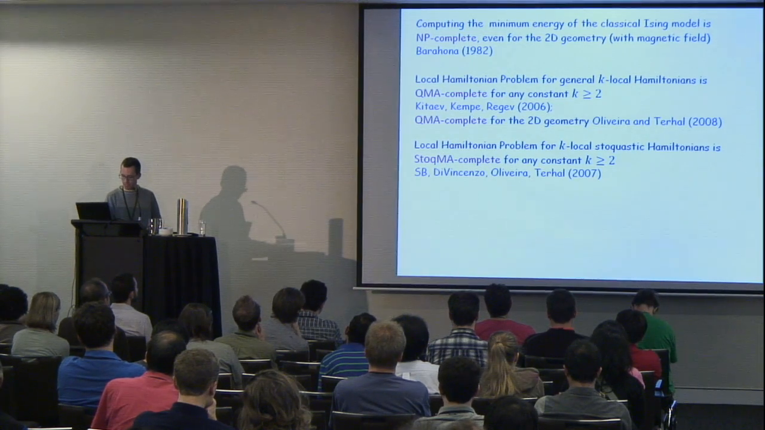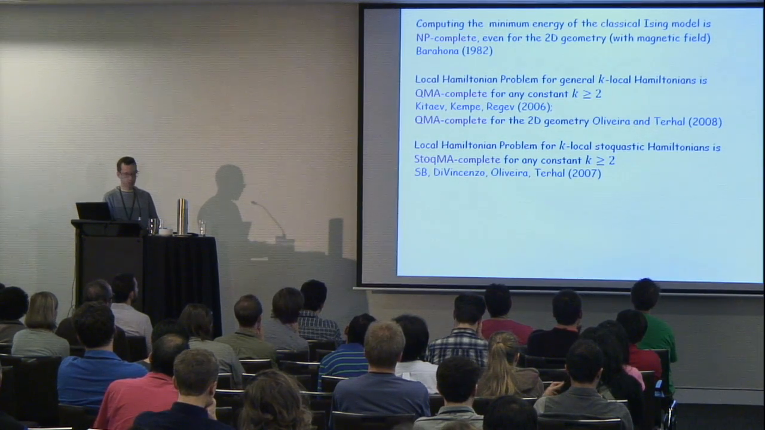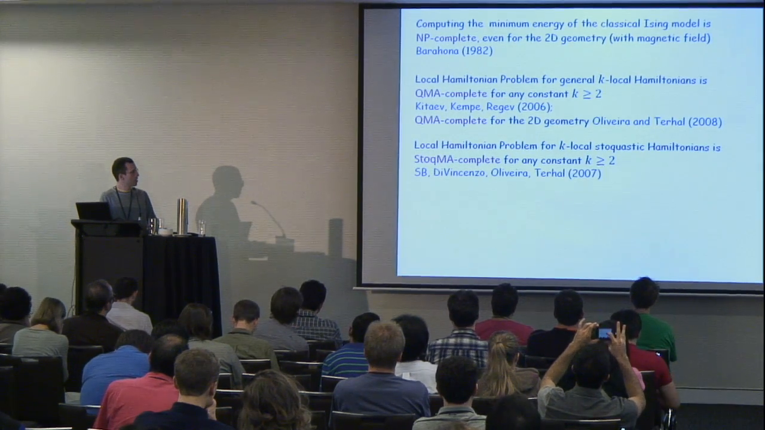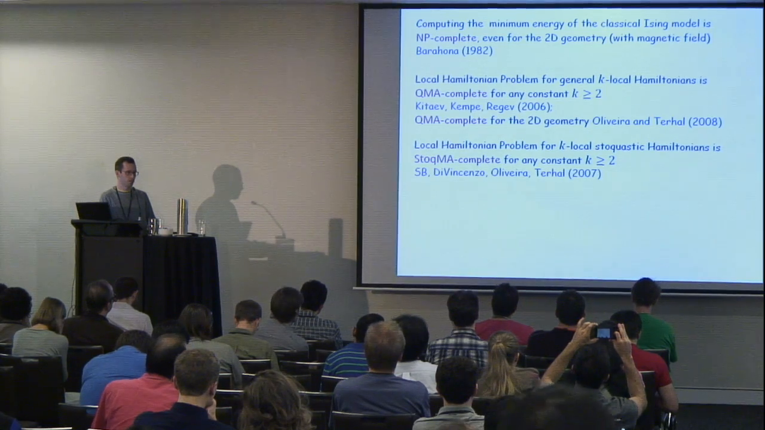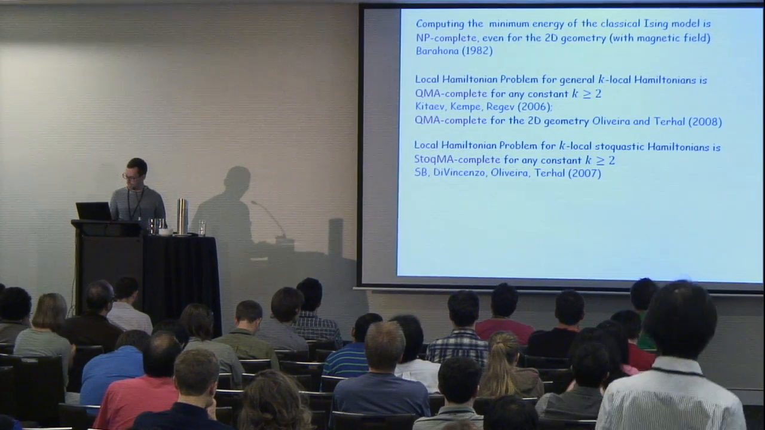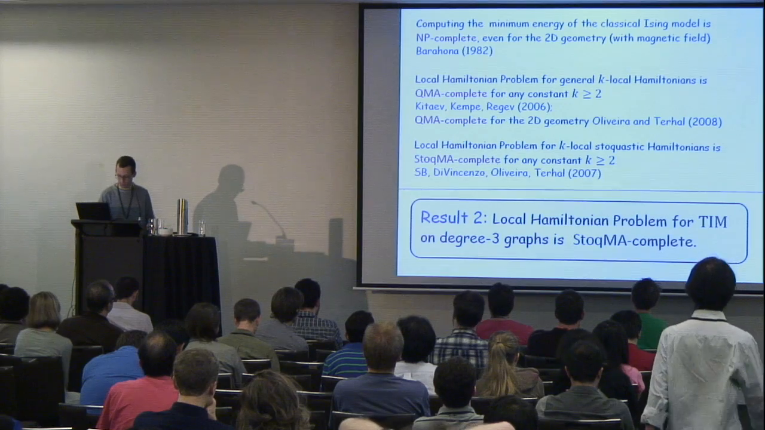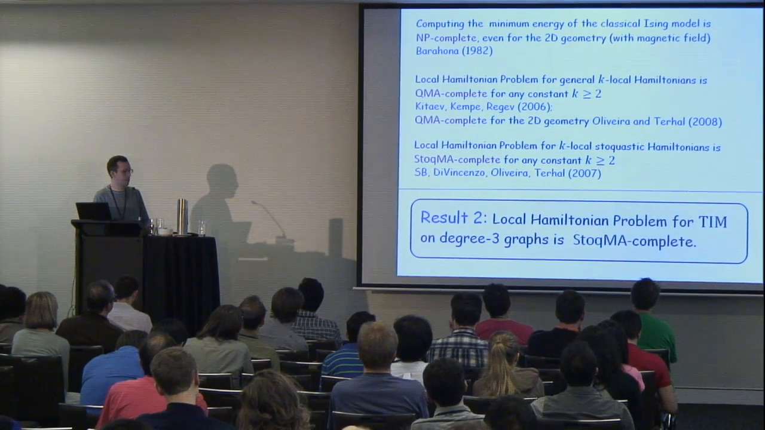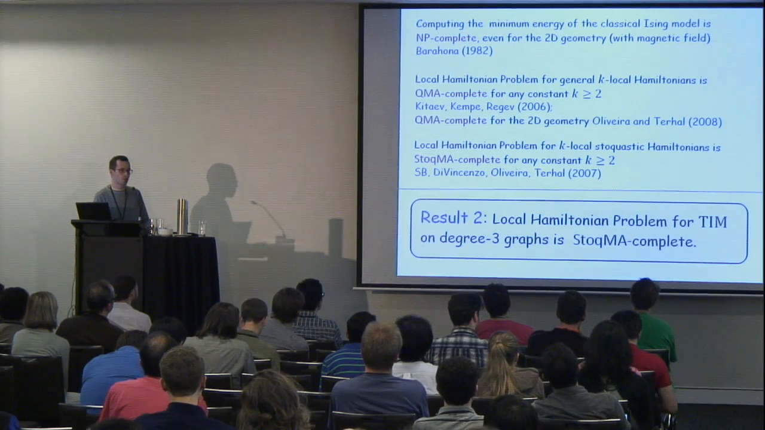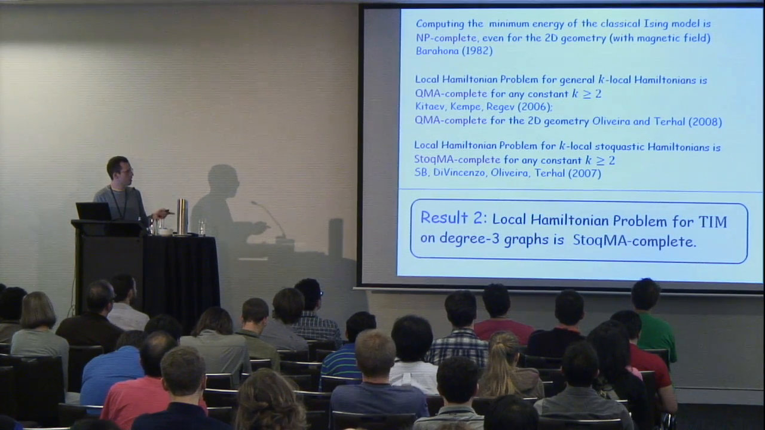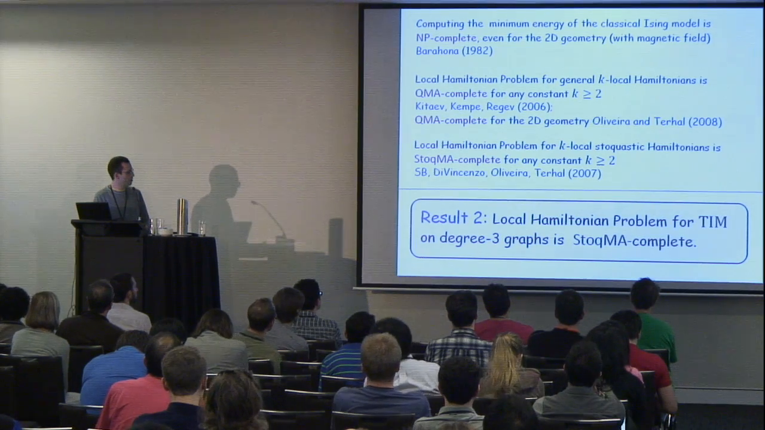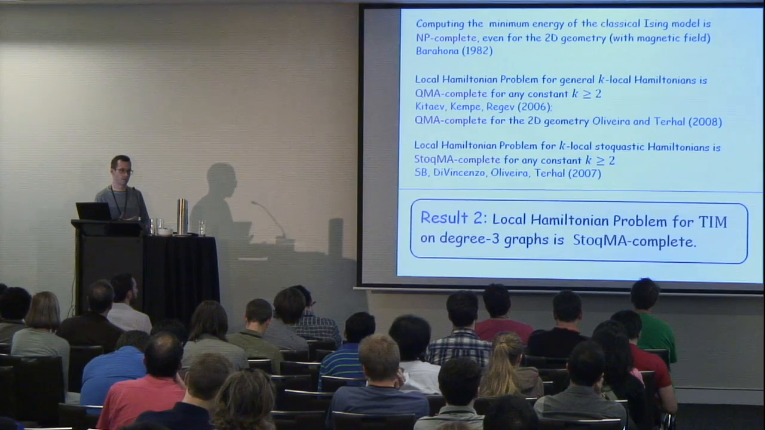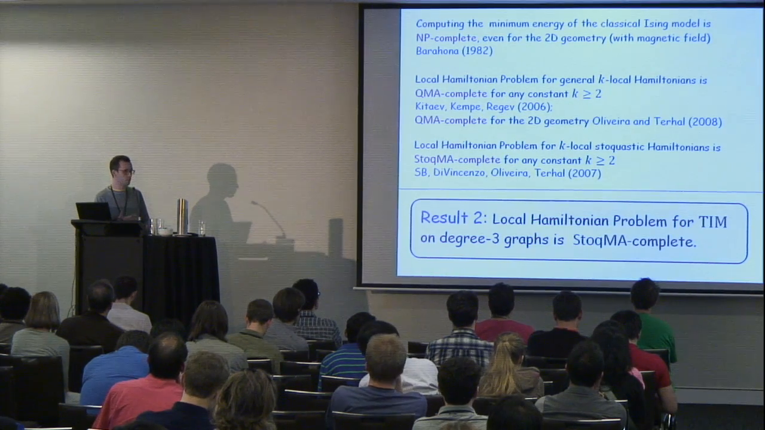And here's where stoqMA comes in. It was shown that the local Hamiltonian problem for k-local stochastic Hamiltonians is stoqMA-complete for k greater than or equal to 2. Having set the stage, I'll state the second result of this talk, which is that the local Hamiltonian problem for the transverse Ising model on degree 3 graphs is also stoqMA-complete. I think this is very surprising, because you might have thought that the transverse Ising model has some extra structure which makes the ground energy problem easier to solve, by exploiting that structure.